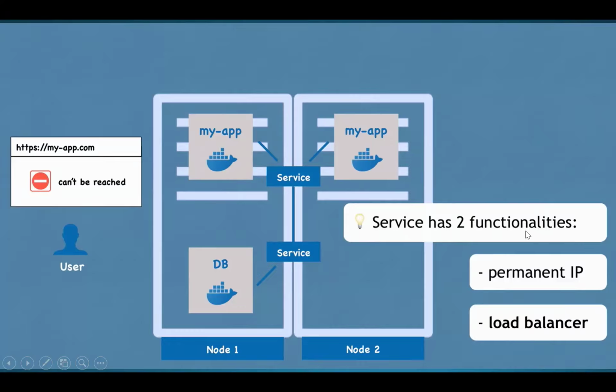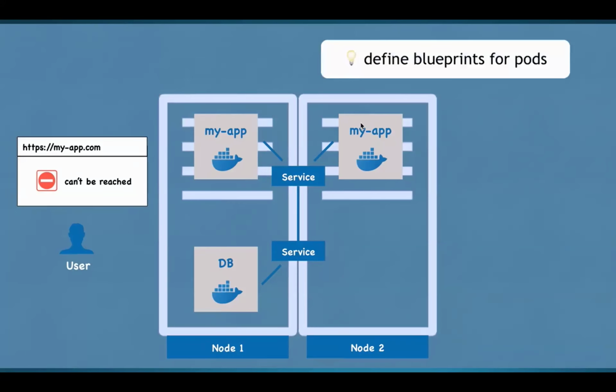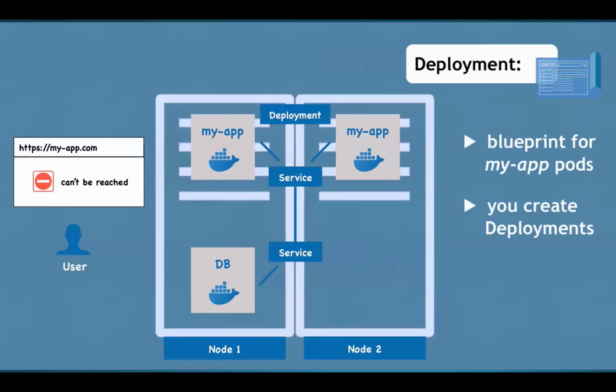So the service YAML file has two functions. First is to provide the IP address. Second is the load balancer. Now the question was, if by any chance this pod gets destroyed or is unable to be reached, the blueprint of this pod is actually stored by this deployment. So the deployment will store the blueprint and also create the replicas.